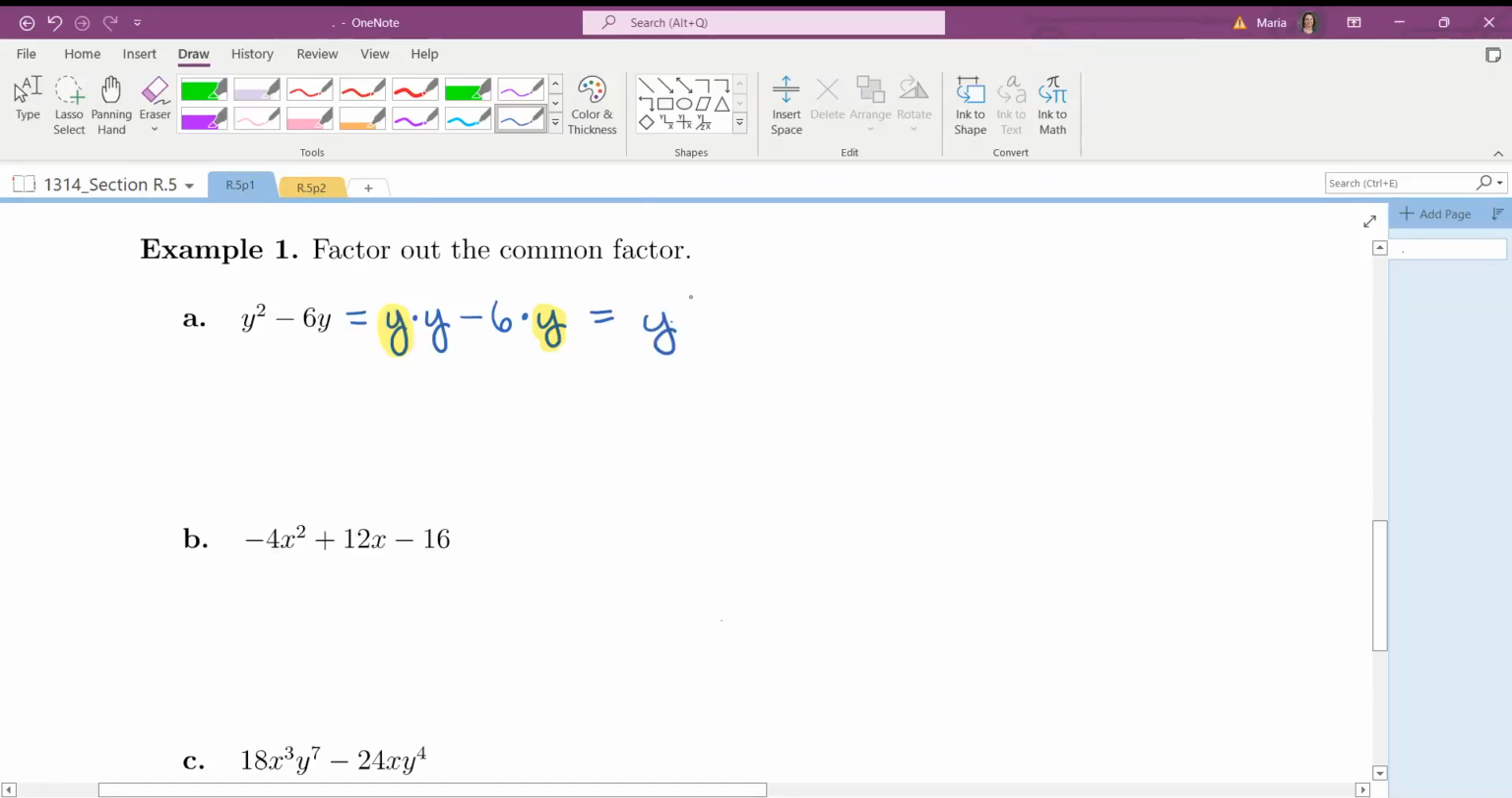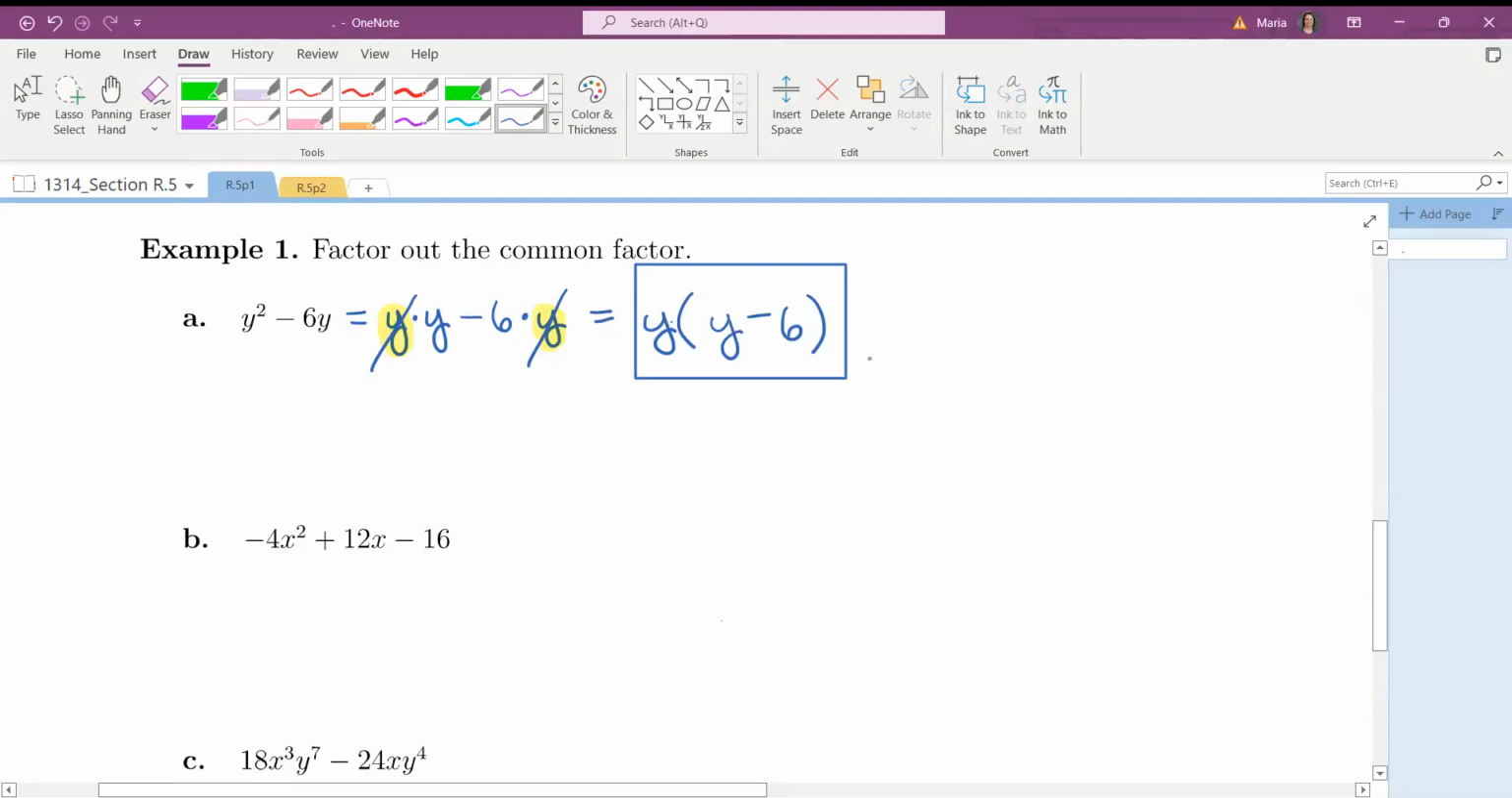I'm going to write down my common factor, and then I'm going to write a set of parentheses. In the parentheses, I'm going to write what's left from each piece. On the left side of the subtraction sign, I took out my common factor of y, so there's another y left. And then I've got a minus sign. On the right side of the minus sign, I took out a y, so there is a 6 left. And then I close the parentheses. And I'm actually done. This is the answer. That's all you have to do.